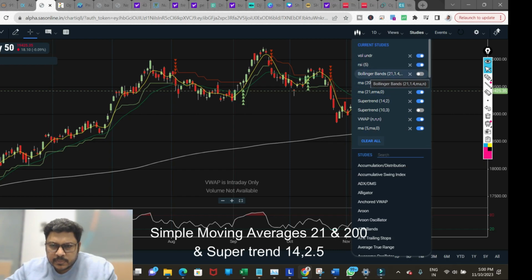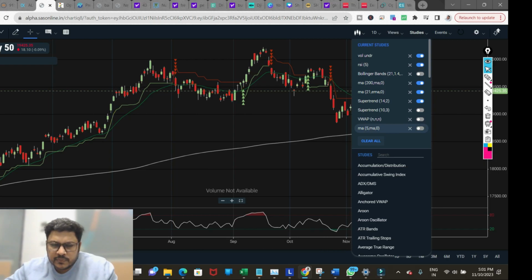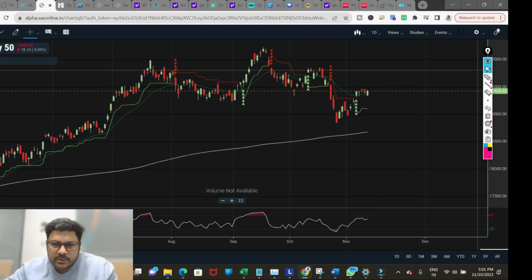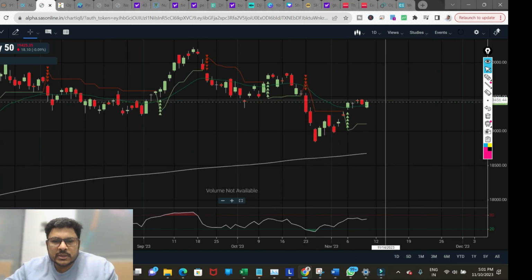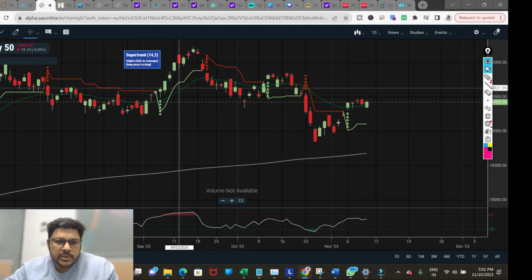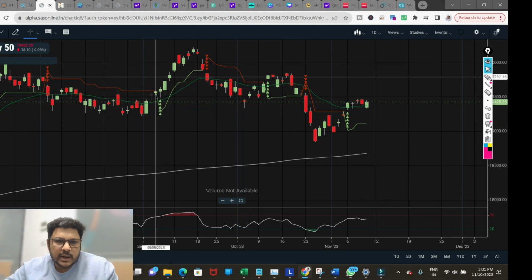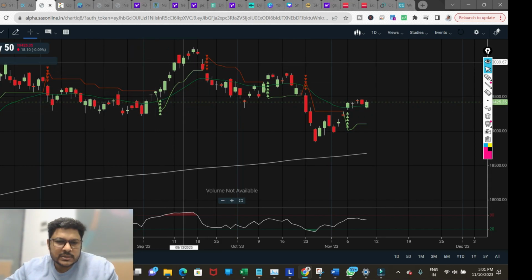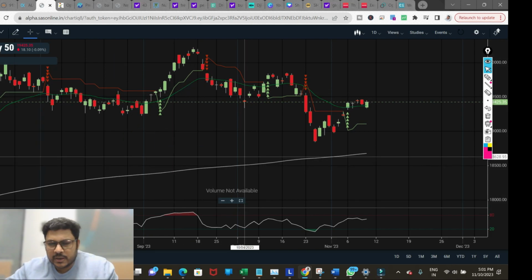I guess it was 21, 200, and more. The VWAP is off, so we will just switch off the VWAP, and for the time being we will also switch off the moving average 5. So three things we have added here. I have added a super trend, which is 14-2, and candlesticks, and then we have the 21 period moving average.